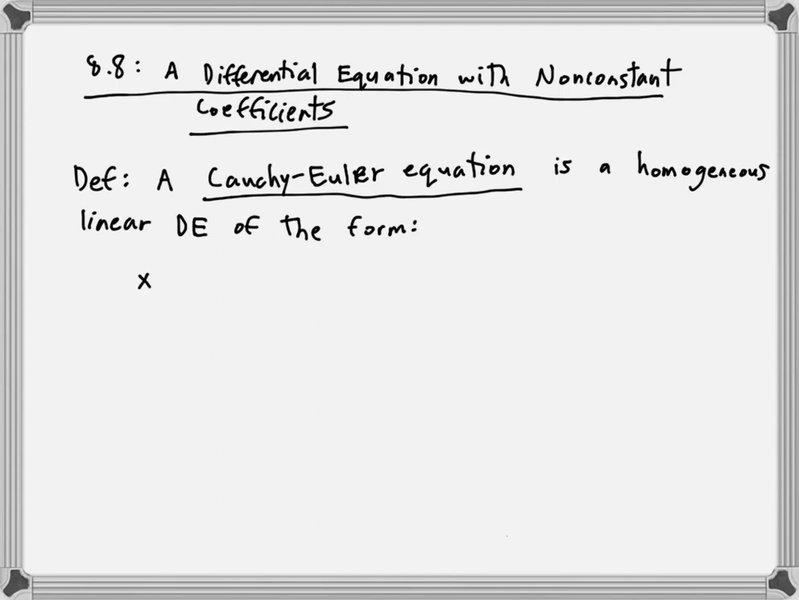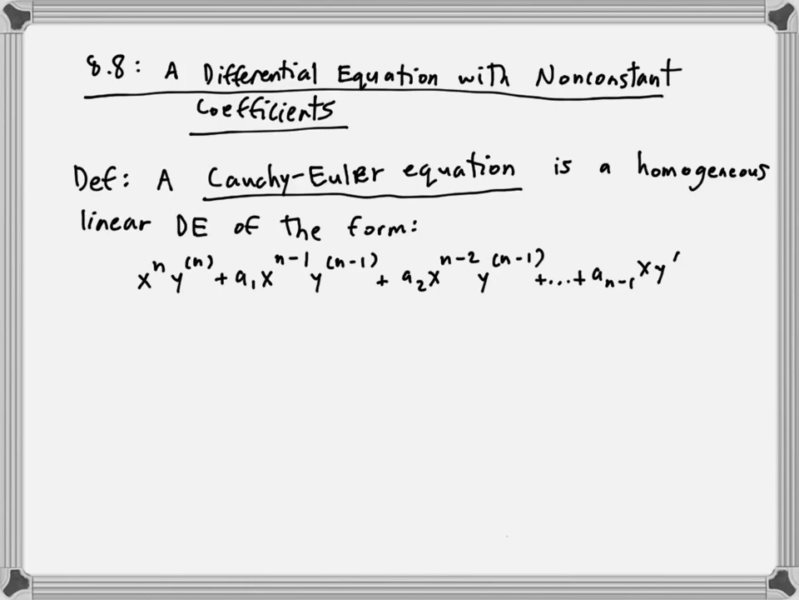So this is the form that we're going to see: x to the nth derivative of y plus a1 x to the n minus 1, n minus first derivative of y, plus a2 x to the n minus 2, n minus second derivative of y, plus, up to a n minus 1 times x and then y prime, plus a n y equals 0. And x is going to be positive.